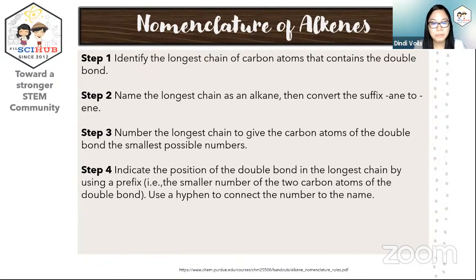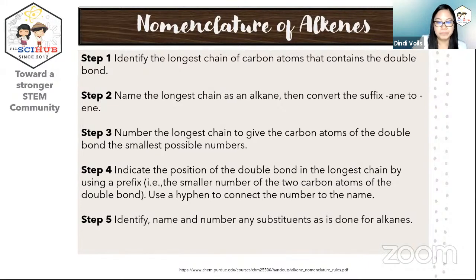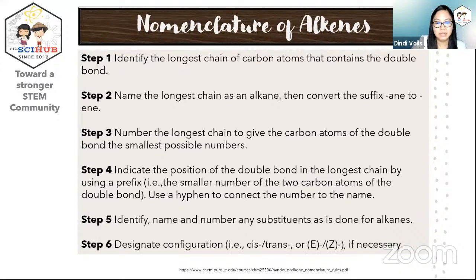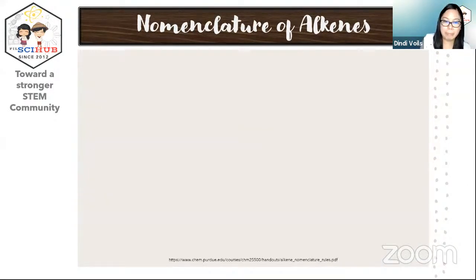And then indicate the position of the double bond in the longest chain by using a prefix, which is just the smaller number of the 2 carbon atoms of the double bond. And you use a hyphen to connect the number to the name. Step 5 is to identify, name, and number any substituents as is done for alkanes. And then lastly, designate the configuration as cis, trans, or EZ if necessary.